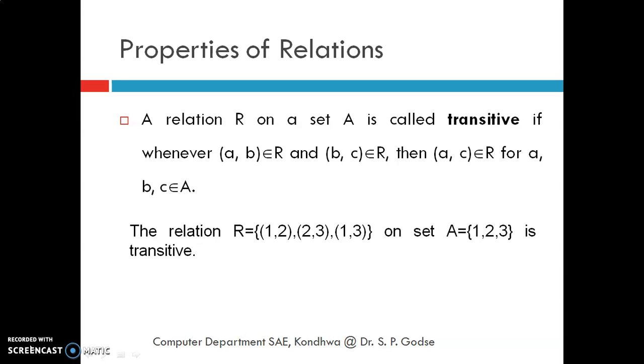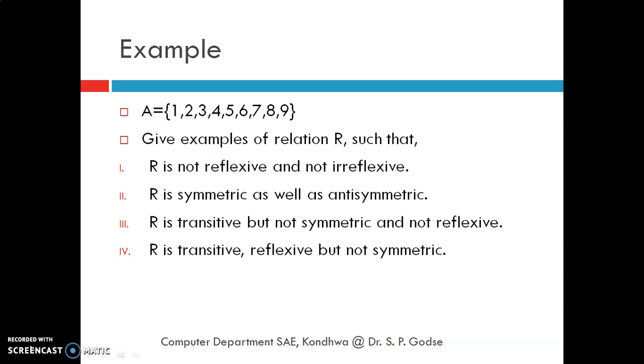Consider the example, the relation R containing the pairs (1, 2), (2, 3) and (1, 3) on set A equal to {1, 2, 3} is transitive because there is a pair (1, 2), means 1 is related with 2, and 2 is related with 3, therefore (1, 3) should be there, and it exists. That's why this relation is called a transitive relation.